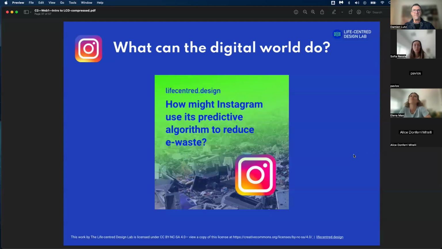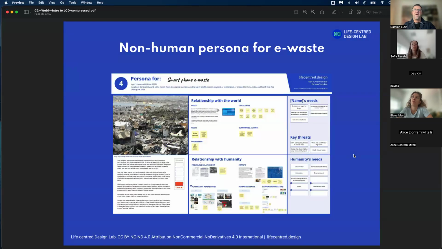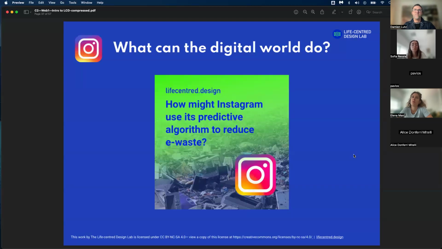And through a bit of systems mapping, I realized that its power is its algorithms. They really know what people want. I've downloaded my data from Instagram and could see that they know the make and model of my phone, so they can target ads when they think I want to get a new iPhone. But in a way they're contributing to a lot of e-waste.